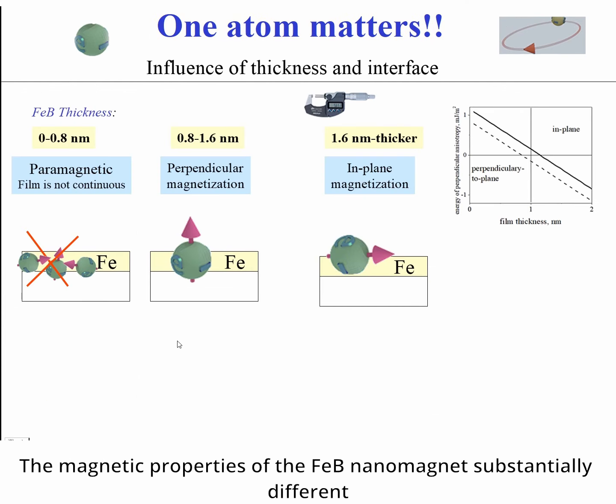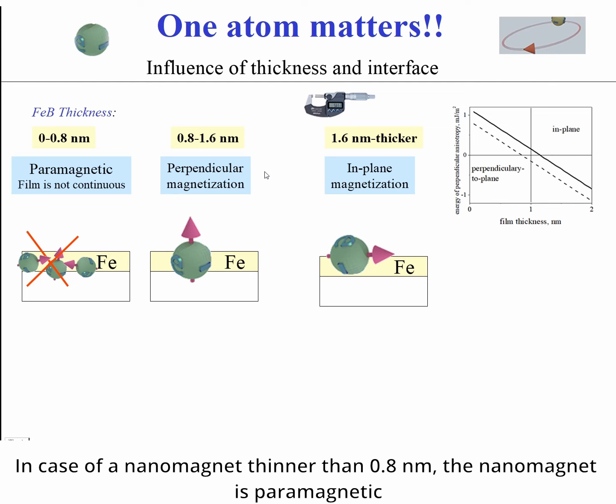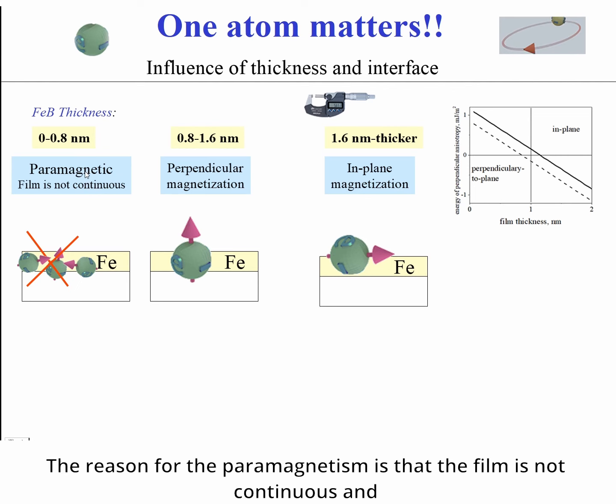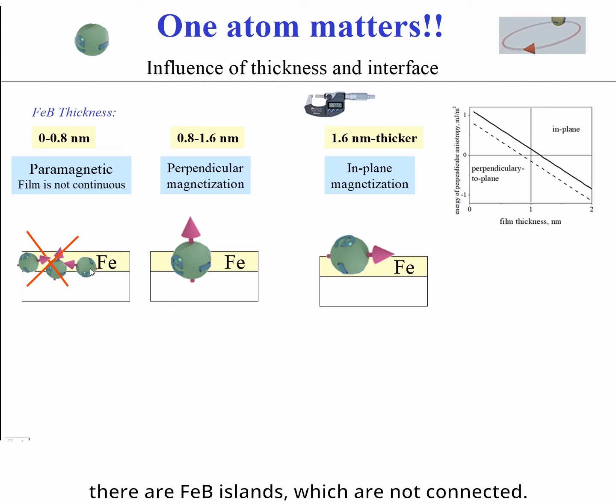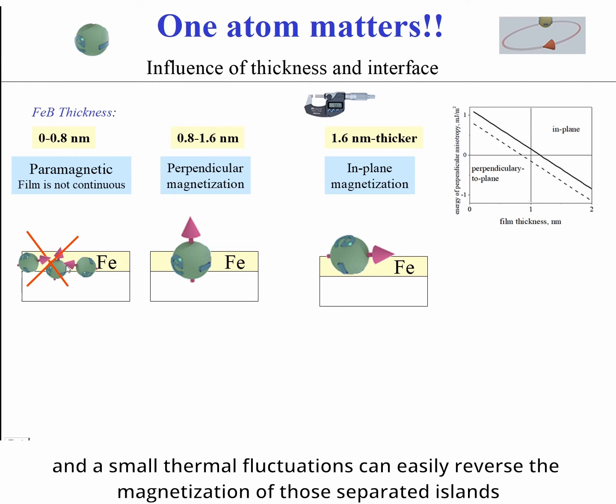The magnetic properties of an iron-boron nanomagnet are substantially different for a tiny change of nanomagnet thickness. In case of a nanomagnet thinner than 0.8 nanometer, the nanomagnet is paramagnetic. The reason for paramagnetism is that the film is not continuous, and there are iron-boron islands, which are not connected. Therefore, there is no exchange interaction between these tiny islands, and small thermal fluctuation can easily reverse the magnetization of those separated iron islands.